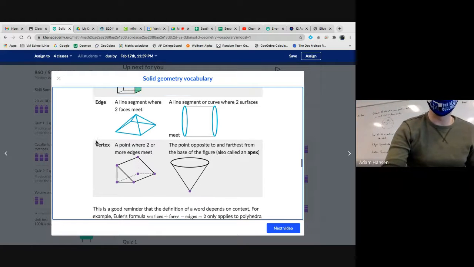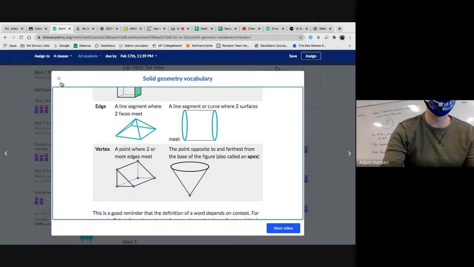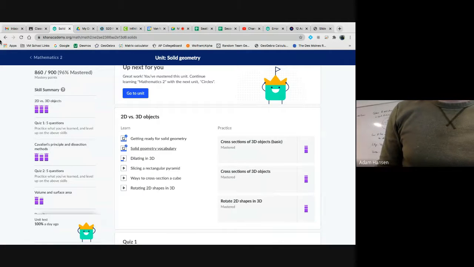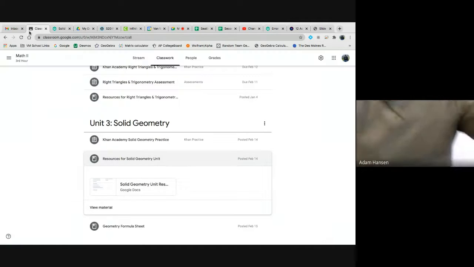All right. Let me pass out this document here. And could you guys get your laptops out so you can get on the Google Classroom?